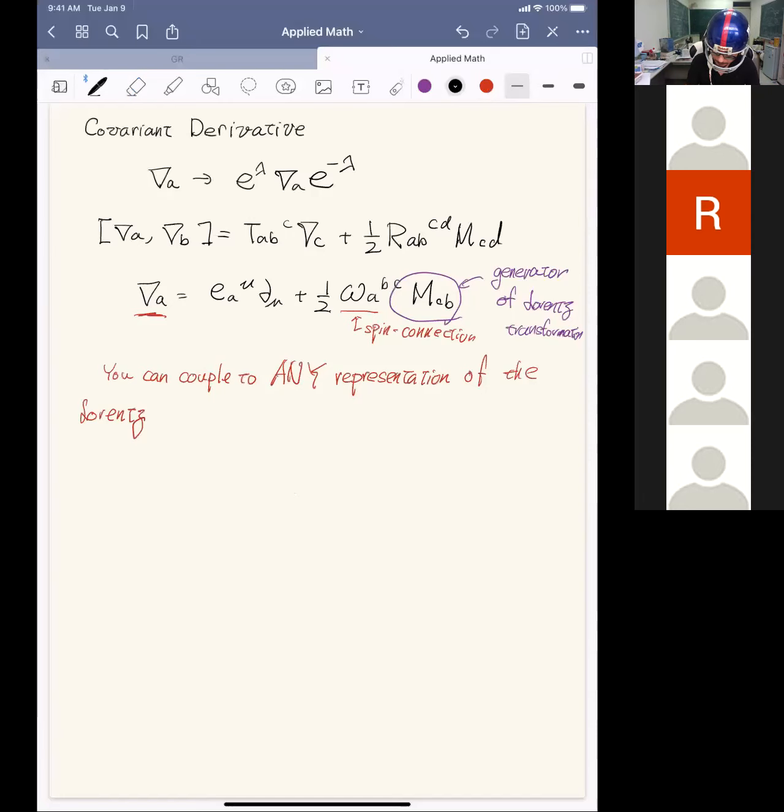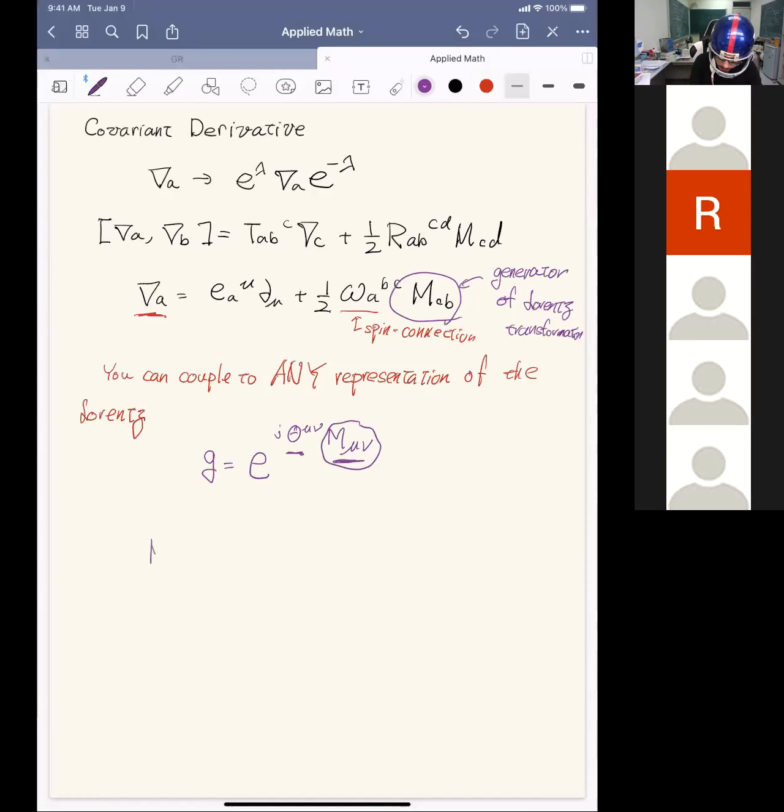So what do I mean by different representations of the Lorentz group? Remember, a group element of a Lorentz transformation is defined as an exponential of a generator, with some transformation parameter, the angle, times the generator. So the entire Lorentz group is defined by this generator.